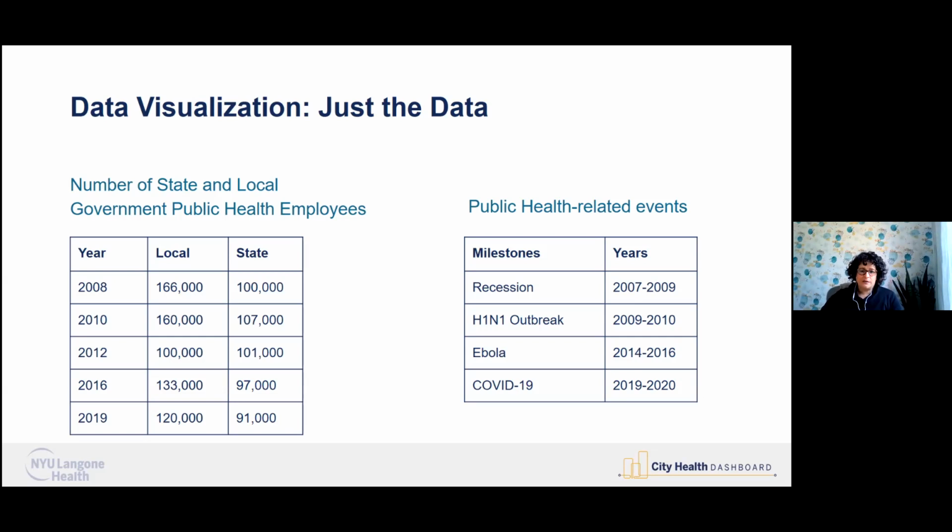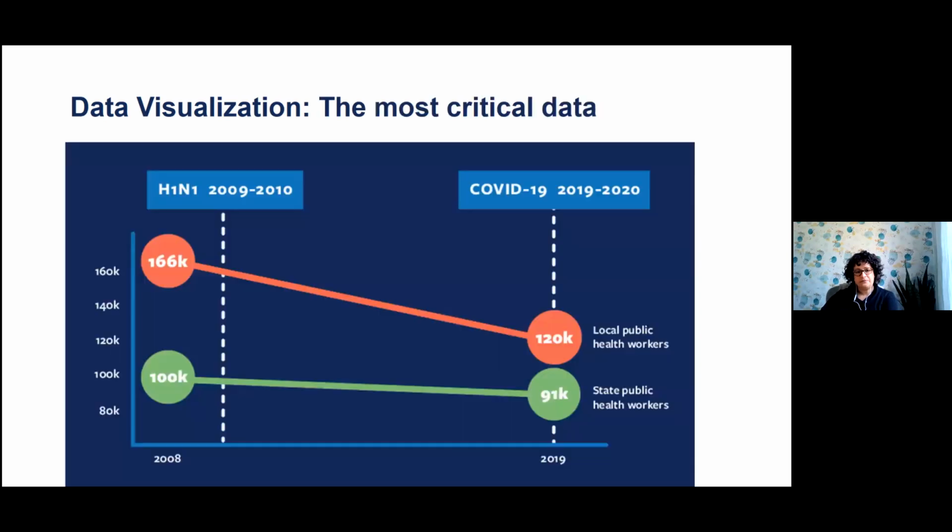So with any good piece of communication, we should be clear and concise in telling our audience what we want them to understand. So let's try to translate these data. Okay, so this is a subset of the same information. We've stripped down our data into a chart to show only the most critical information. And the key message is that we have a lot less workers now in the public health workforce than we did last time we faced an outbreak.